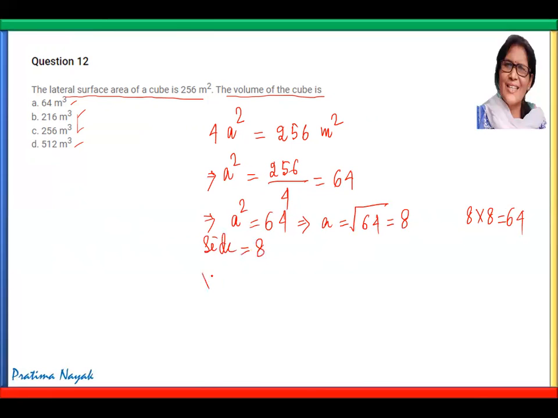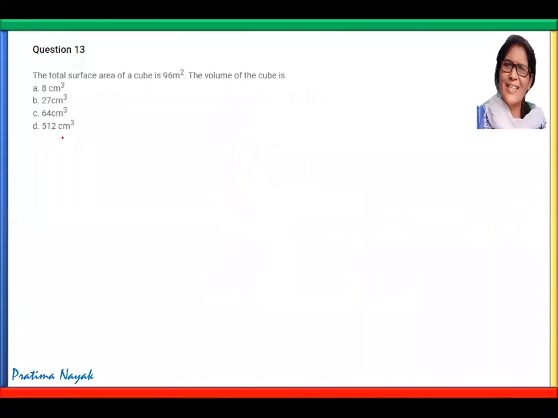Now coming to volume. Volume is side into side into side, or cube of side. So 8 into 8 into 8. That will be 64 multiplied by 8. 512 meter cube. So D is the answer. Question number 13. The total surface area of a cube is 96. The volume of the cube, options are 8, 27, 64, 512. So let us recall the formula. Total surface area is equal to 6 into side square. So 6 into a square is equal to 96. This gives you a square is equal to 96 divided by 6.